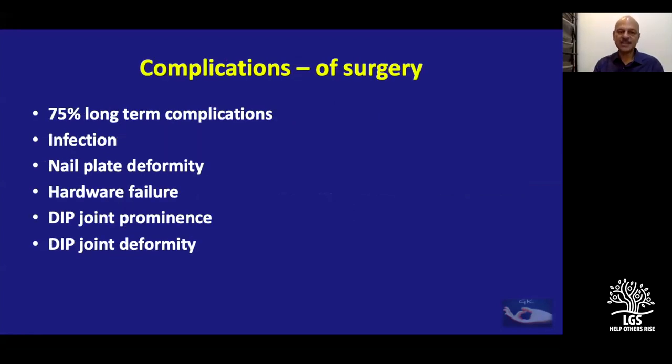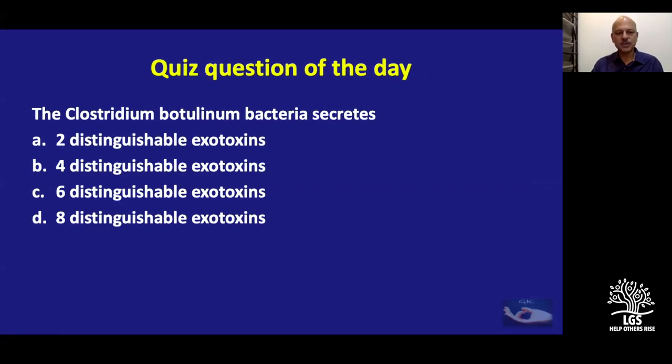The complications again of surgery for chronic mallet, 75% are long-term complications: infection, nail plate deformity, hardware failure, as we have seen. DIP joint prominence. I told you sometimes you may have a prominence of the DIP joint and a DIP joint deformity.